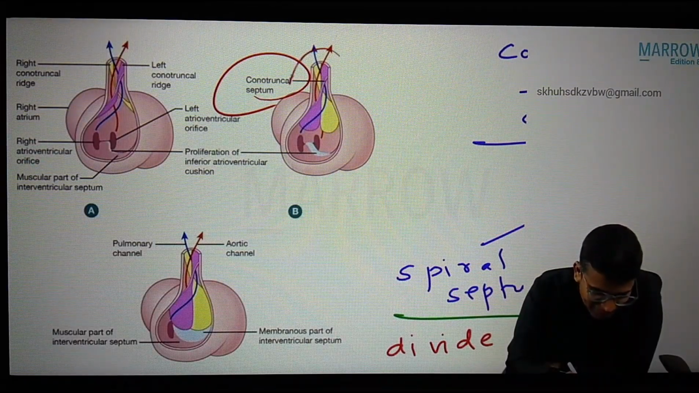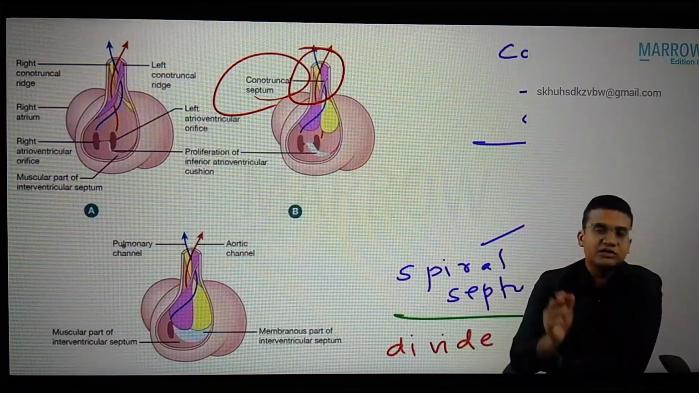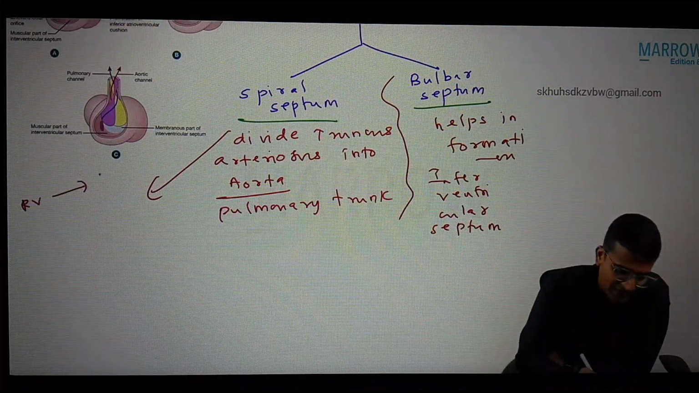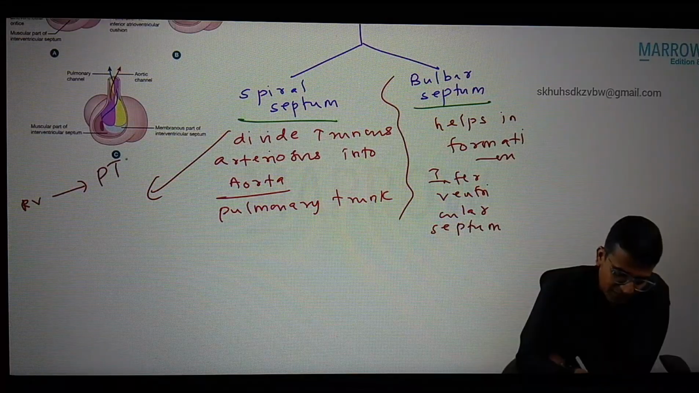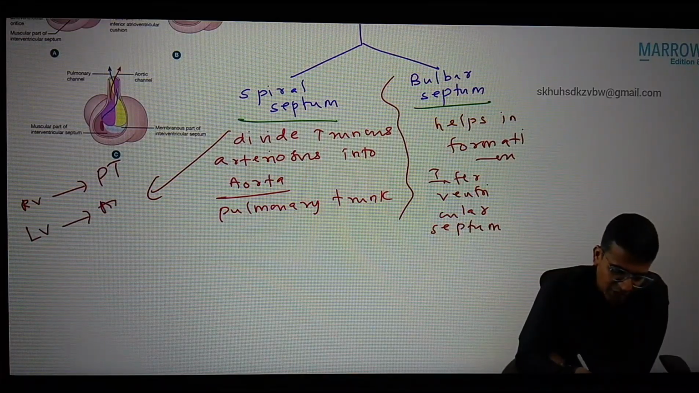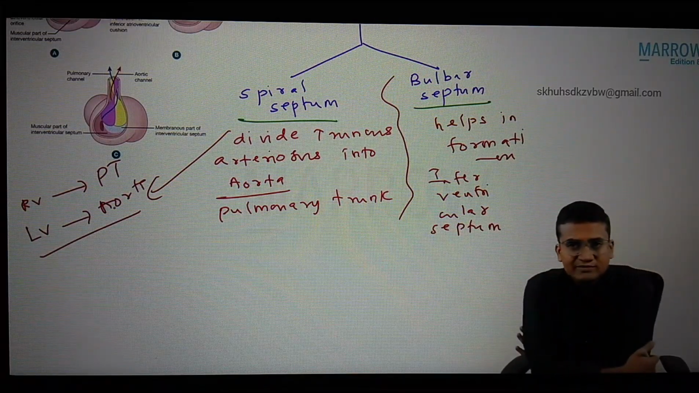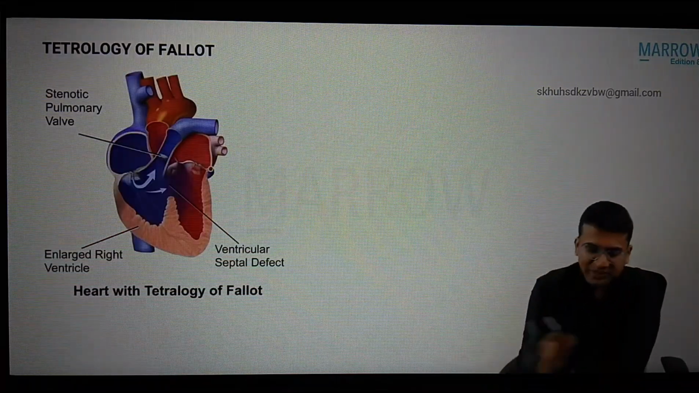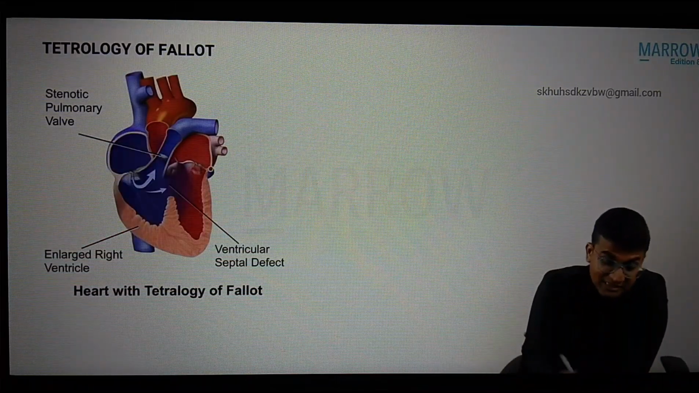Now the spiral septum divides the truncus arteriosus into aorta and pulmonary trunk. See, only because of the spiral septum, the blood from the right ventricle goes to the pulmonary trunk and the blood from the left ventricle goes to the aorta. Okay. So now we have some anomalies due to this spiral septum malformation.